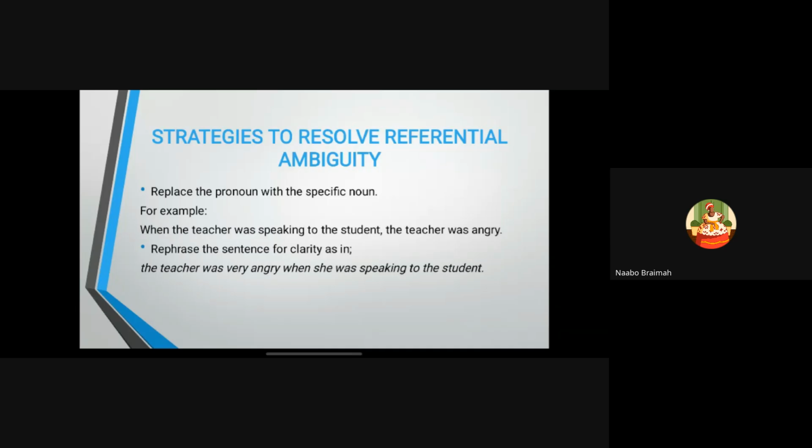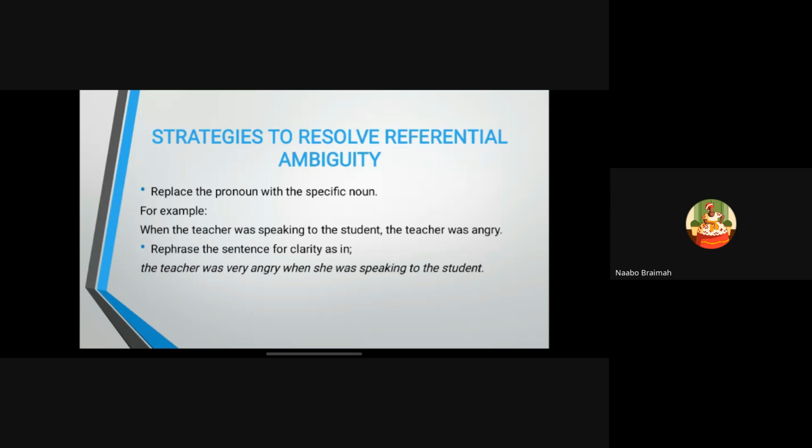All right. Strategy to resolve referential ambiguity. One: replace the pronoun with the specific noun. So here we want to look at the first example and how we can deal with that. When the teacher was speaking to the student, the teacher was angry. Here we have brought in the teacher to indicate what the sentence is all about. And then again, we have the second one.